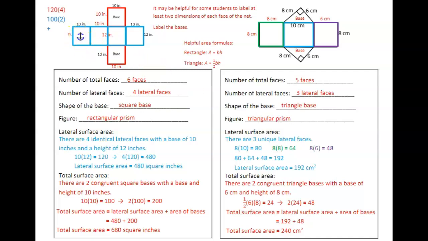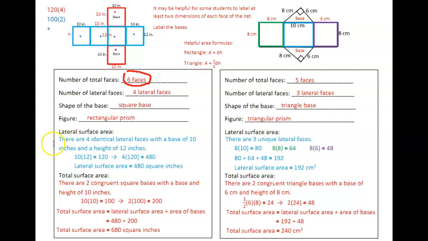You have 1, 2, 3, 4 lateral faces, and you have 1, 2 bases. So 4 plus 2 is 6. That is how we get the 6 faces total. The figure is a rectangular prism because the shape of the bases, marked in red, is a rectangle or a square. So that makes it a rectangular prism.